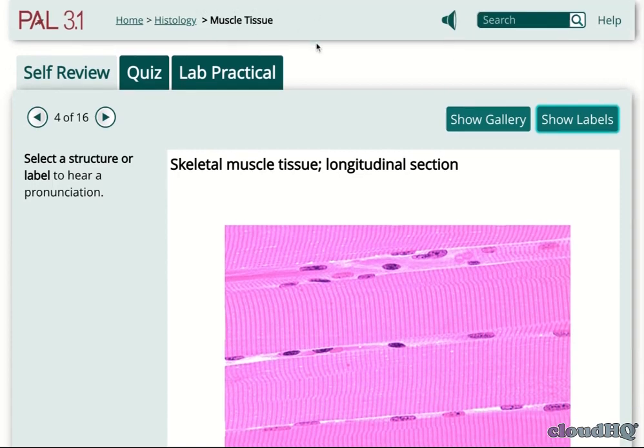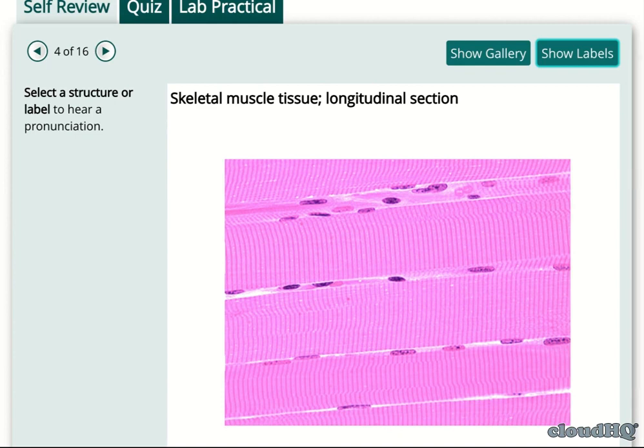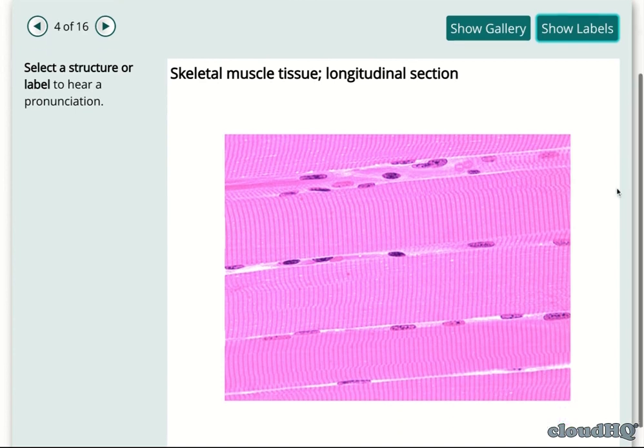We are in the histology section under muscle tissue, and I toggled over to slide 4 because I just thought that this was a really clear image of skeletal muscle tissue. Now, of course, we know it's skeletal muscle tissue. It is connecting the bones. It's holding us together. It allows us to move around and basically live the way we do.